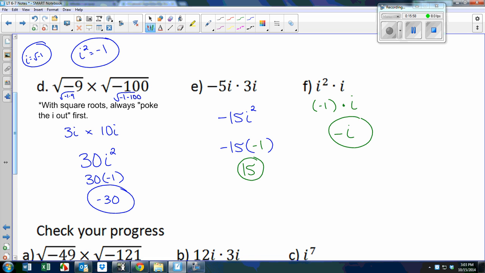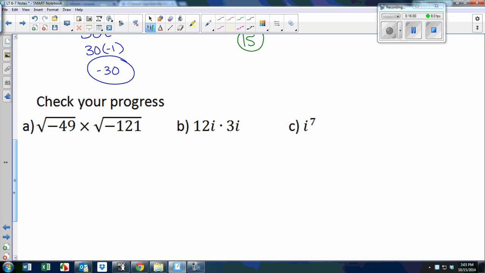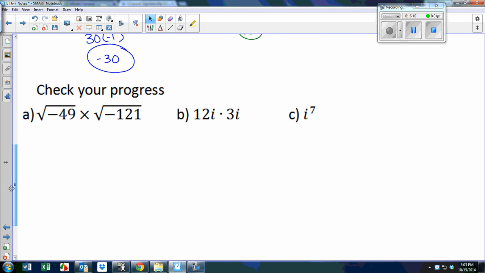All right, check your progress. Pause the video again. Take a second. Try these 3. If you need to rewind it, or if you need to scroll up and see what we just did, try those 3. All right, hopefully you paused it. The square root of -49. I'm going to start poking the i out. If it's negative, then it's going to have an i on the outside. And the square root of 49 is 7. So that's 7i.